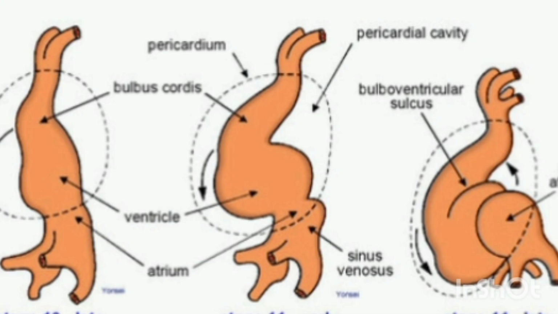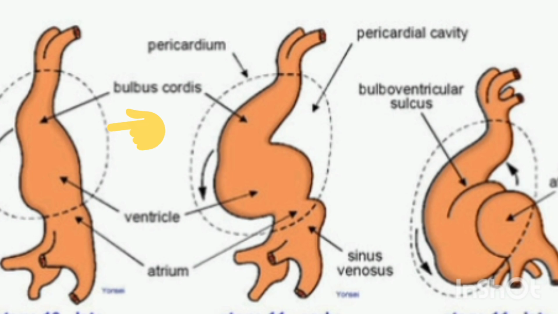Once all the 5 parts of the heart tube are formed, there occurs an event named cardiac looping. This starts by around the 23rd day. To accommodate in the limited space present in the pericardial cavity, the heart tube starts to bend.